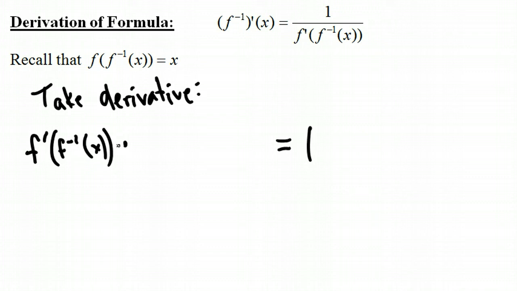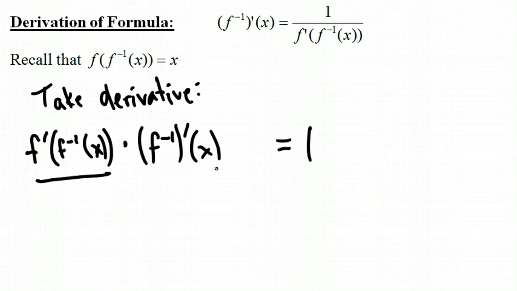And then times, the chain rule says we still have to multiply by the derivative of the inside function. So how do I write the derivative of f inverse? Well, we write f inverse, and I'm going to put parentheses around it, with a prime, to say the derivative of f inverse at x. So we have the product of these two things. This times this is equal to 1.